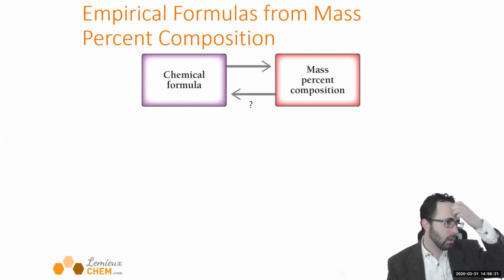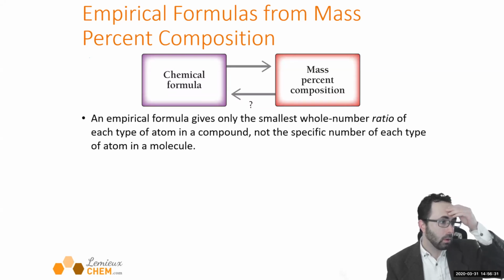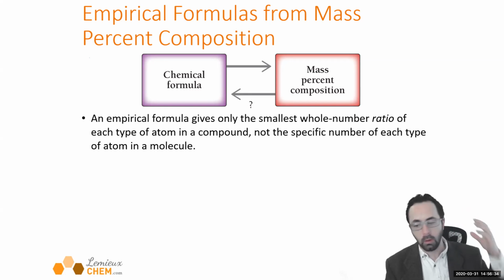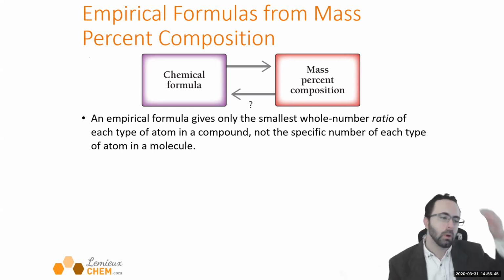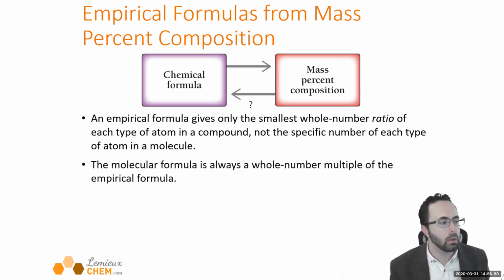Finally, if we have the mass percent, can we get the chemical formula? The thing about the empirical formula is that it tells you basically the whole number ratio of the atoms. For example, H2O tells you there's twice as many hydrogens as oxygens, but you can't be certain that there are only 2 hydrogen atoms in the molecule. So what we want to do is use the empirical formula to get what's known as a molecular formula, which will be a whole number multiple of the empirical formula.